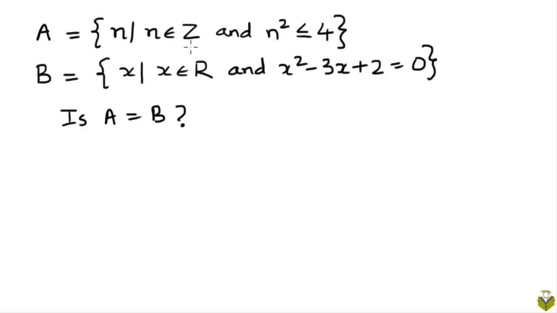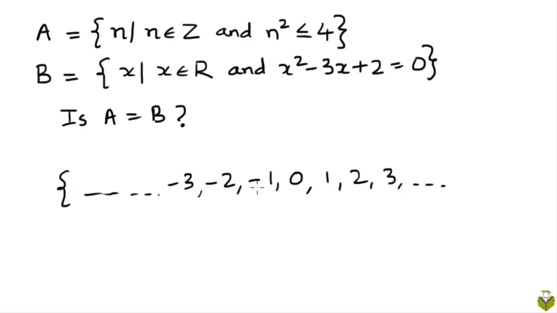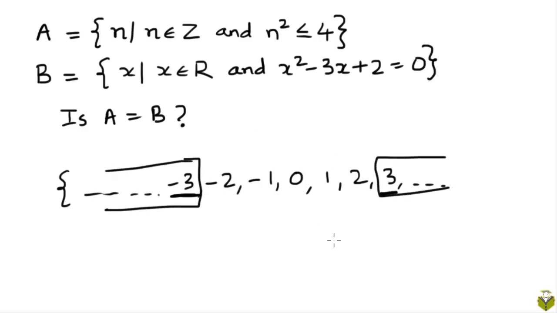So which integers satisfy the property that their square is less than or equal to 4? Well, we just have to look at the integers with a small magnitude close to 0. Among these integers, the square of minus 3 and 3 is 9, and 9 is larger than 4. So we can just forget about all the integers that are smaller than minus 3 and larger than plus 3.